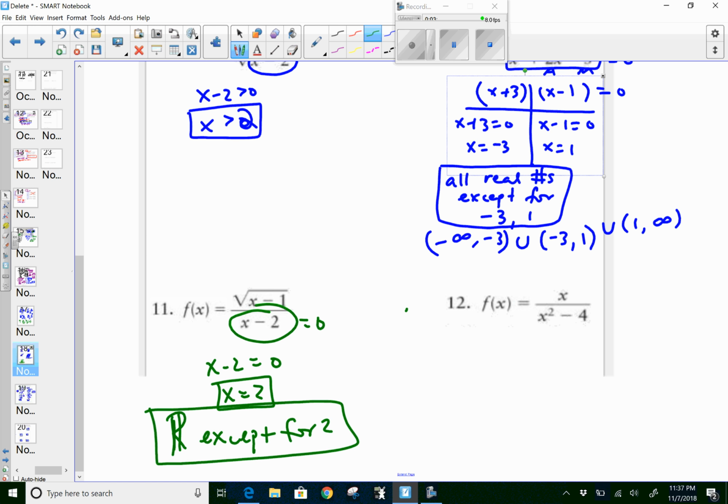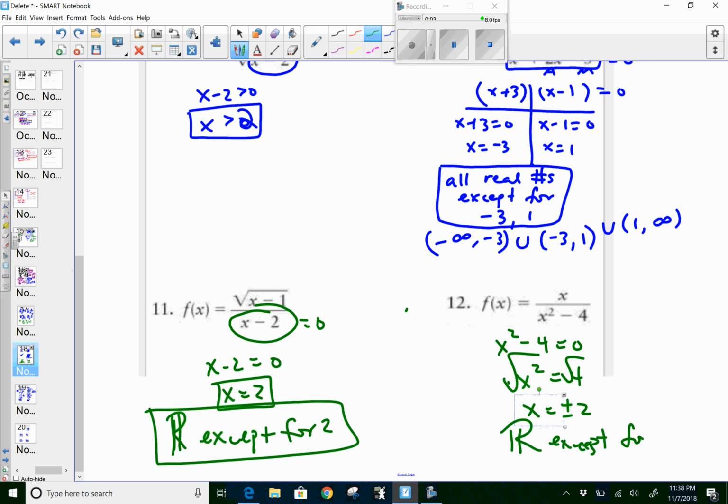So there's the domain. For this one right here, it's very similar. I want to do x squared minus 4 equals 0, because again, the denominator can't be 0. Add 4 to both sides, so x squared is equal to 4. Take the square root of both sides, and I get x is equal to positive and -2, because the square root of 4 is not just +2, it's also -2. So the domain for this is all real numbers except for positive and -2. There's the domain.